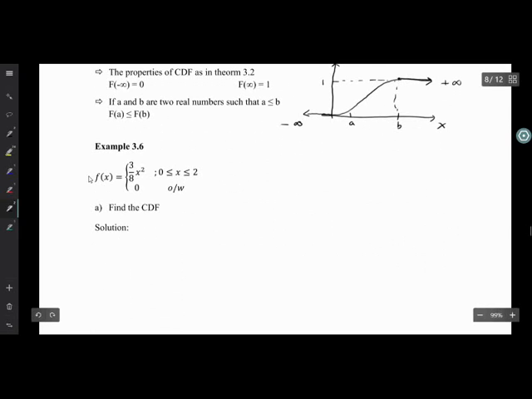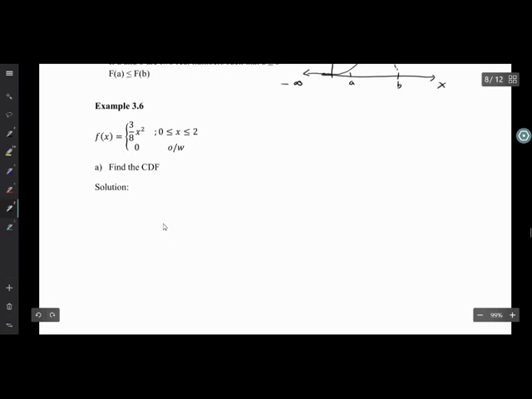Let's look at another example. So I have given the PDF of capital X, or the random variable X. It is 3 over 8 x squared. So we already used this example actually. Let's try to find the CDF of this PDF. Okay, so we use the definition, which is the probability X less than or equal to x. So you have to integrate your function f of x from negative infinity up to x.